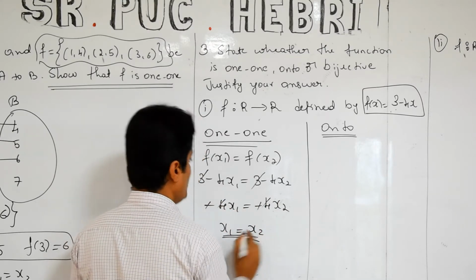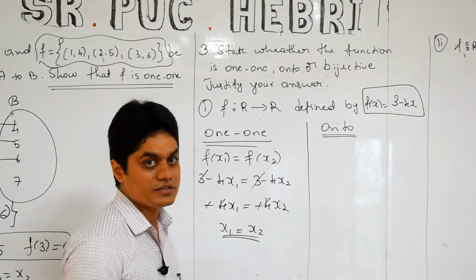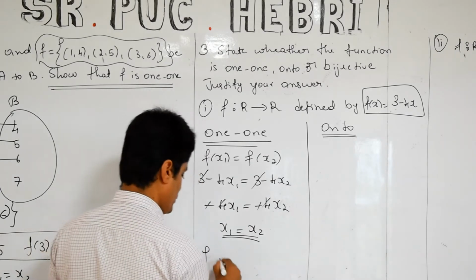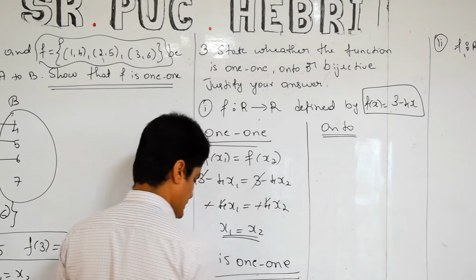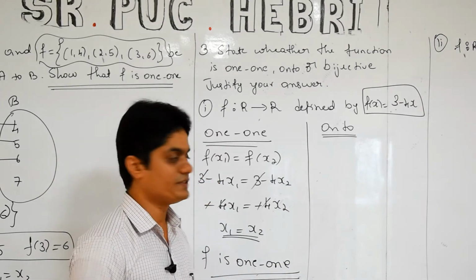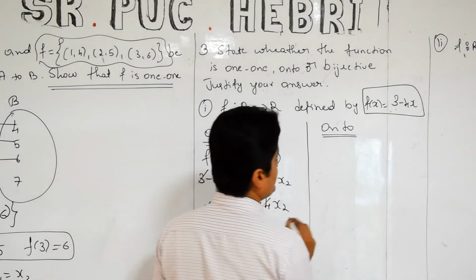x1 equal to x2. Once you prove that if images are equal, elements are equal, no confusion, you can write f is 1-1. Then there is no confusion that f is 1-1. Now we have to check whether it is onto or not.